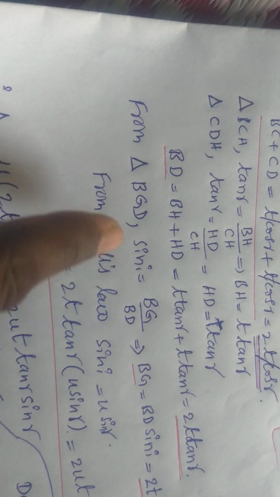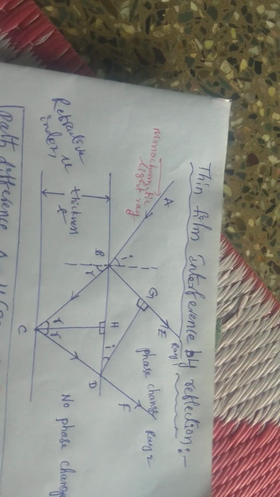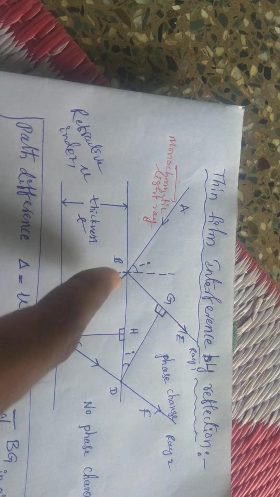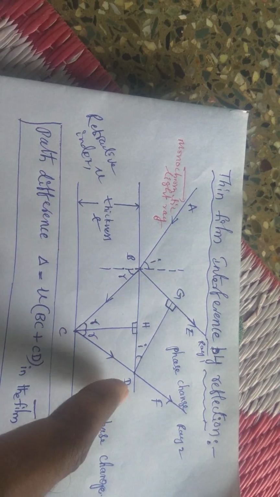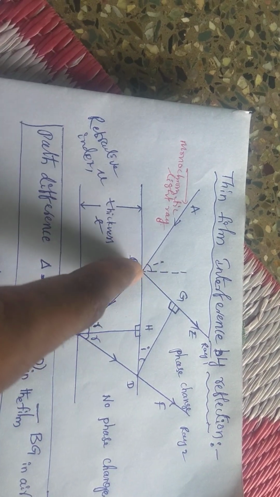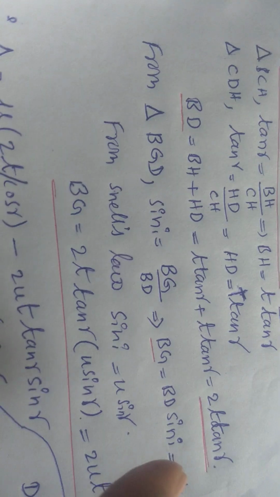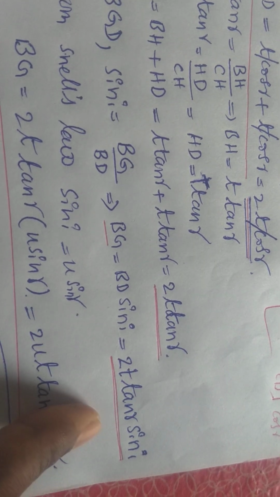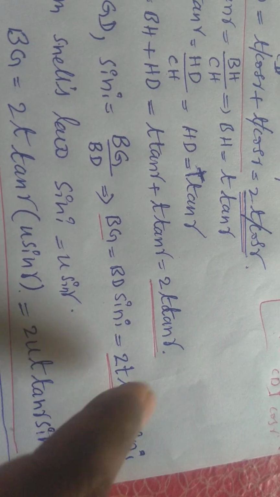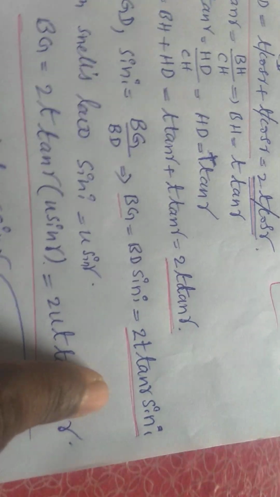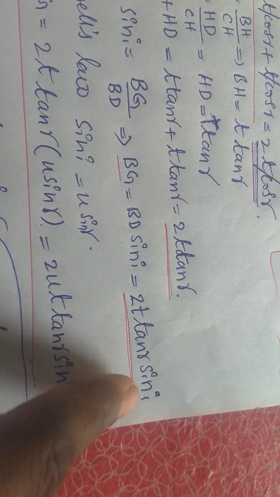From triangle BZD, a right angle triangle, sin I equals opposite side by hypotenuse. So BZ by BD, so BZ equals BD into sin I. What is the BD value? Here BD equals 2T tan R, so BZ equals 2T tan R into sin I.